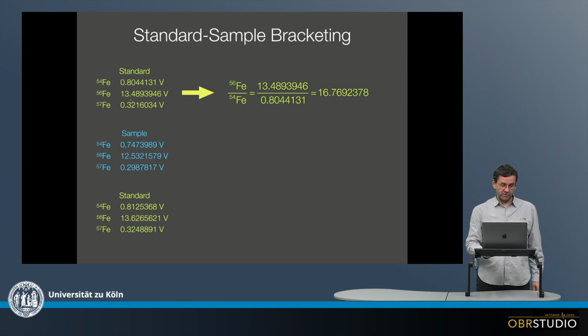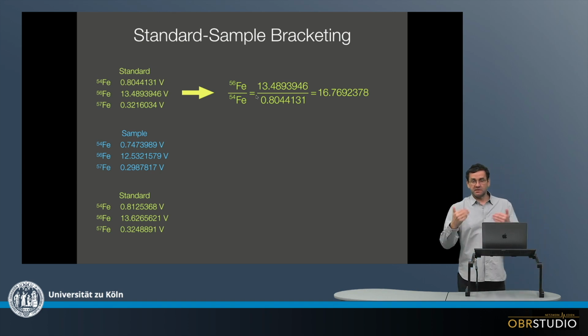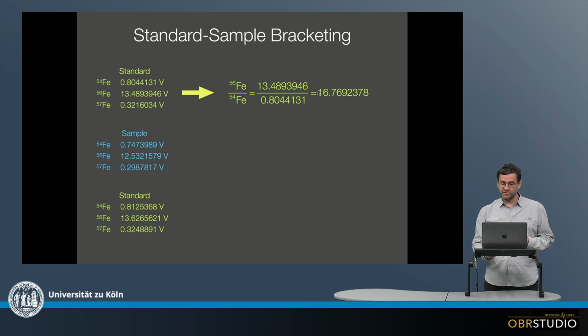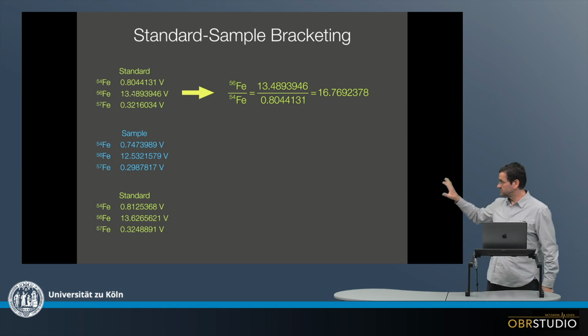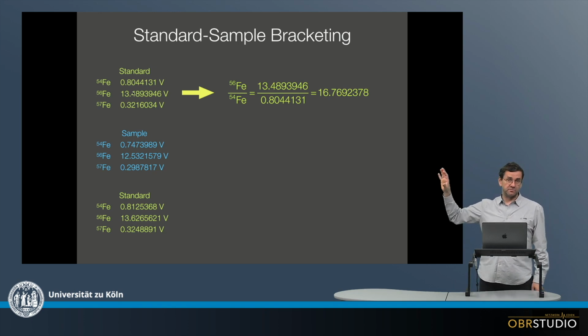So I take the 56 iron, 13.48939, which is the numerator, and divide it by 0.8044131 of 54 iron. This eliminates the unit volts, because it's volts divided by volts. And this then produces a ratio of 16.769238. And I could do the same now for 57 iron, dividing the 57, the 0.321, by 56, and then I would have the 57/54 ratio, which is normally done. I'm not doing it here, so there's not too much on the screen.